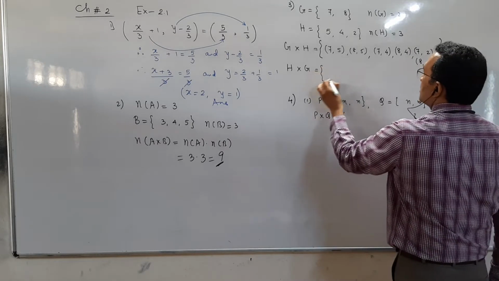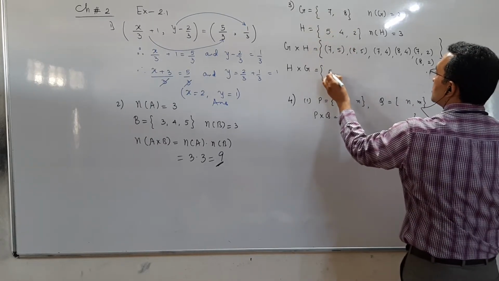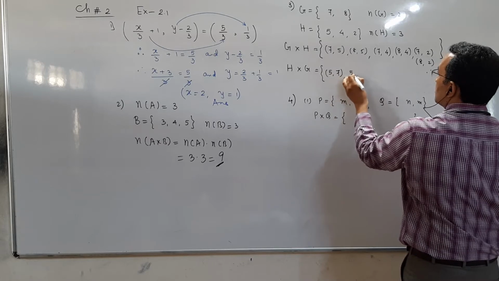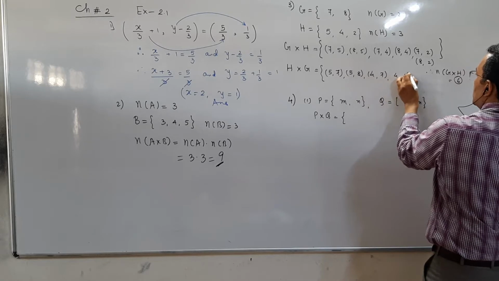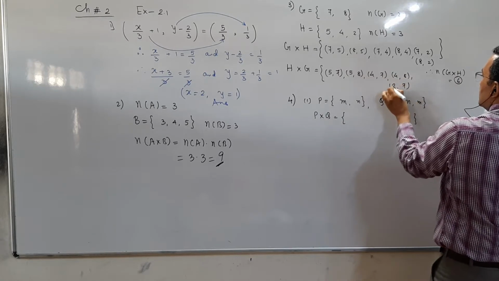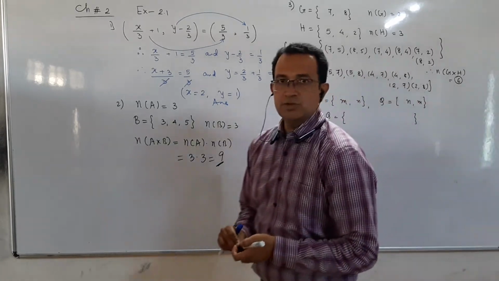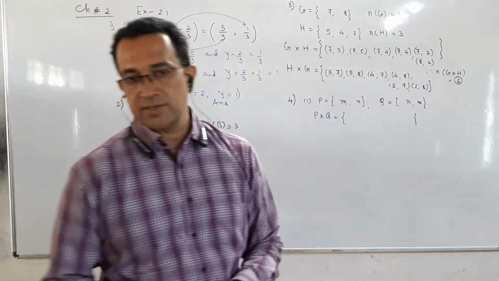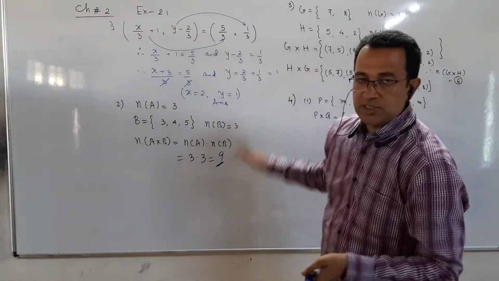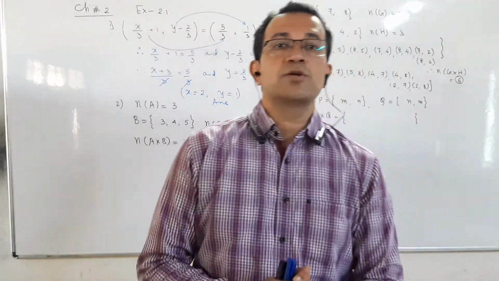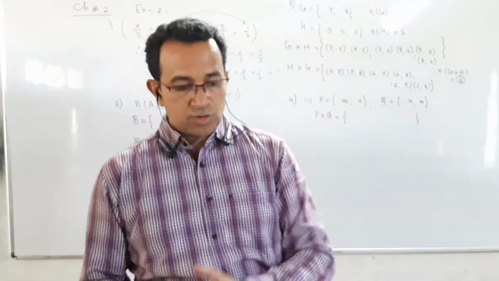Same way here, H cross G. So (5, 7), (5, 8). Then (4, 7), (4, 8). Then (2, 7), then (2, 8). Okay. Cardinal number of H cross G, you can check, it is 3 into 2, which is 6. Definitely we can say that G cross H is not equal to H cross G. If A cross B is equal to B cross A, then and only then, students, sets A and B are equal sets.